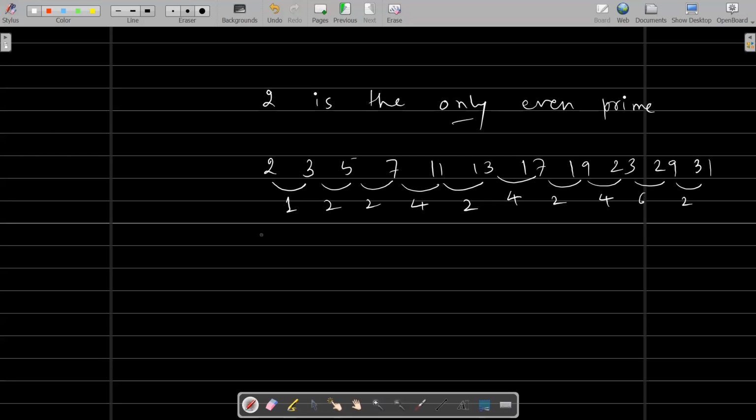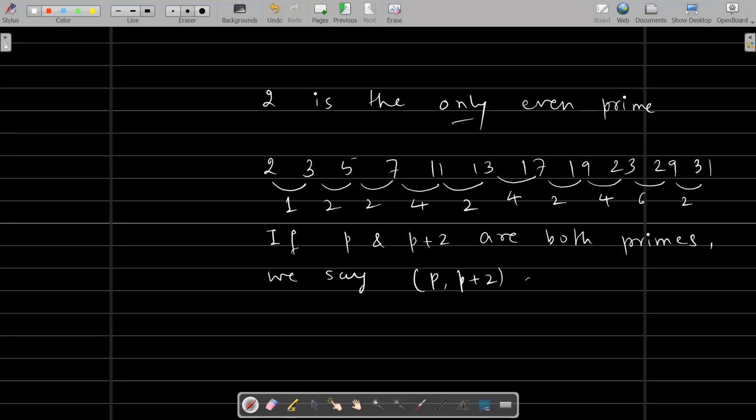So such primes are called twin primes. So if p and p plus 2 are both primes, we say the pair p comma p plus 2 are twin primes.